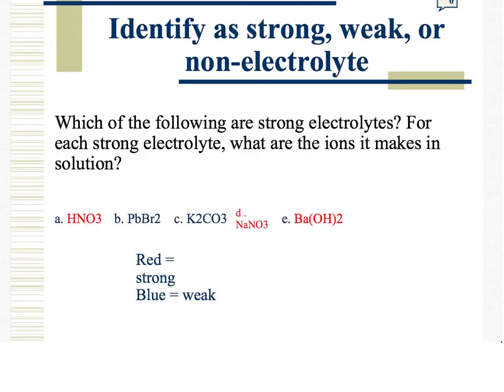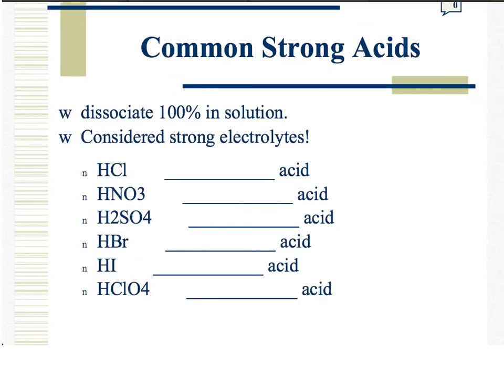All right, here's a few examples that you'll see of some strong versus weak electrolytes. The red ones are strong, whereas the blue ones are weak. We talked about this earlier, but some common strong acids. The big thing with these common strong acids is they dissociate 100% in solution.